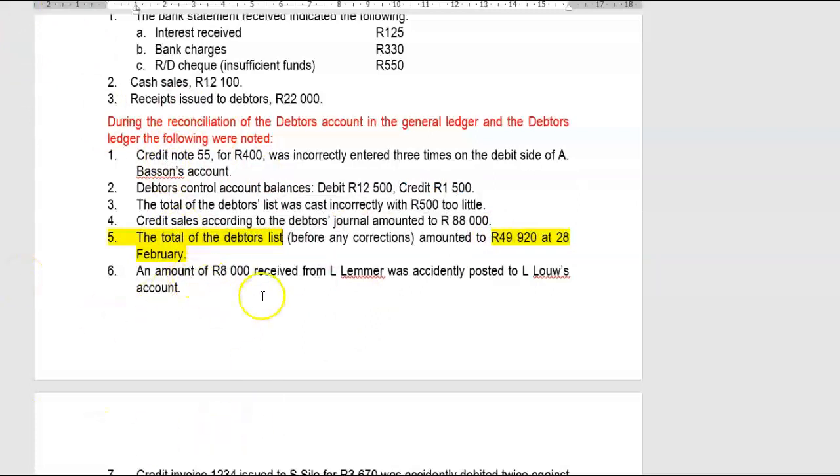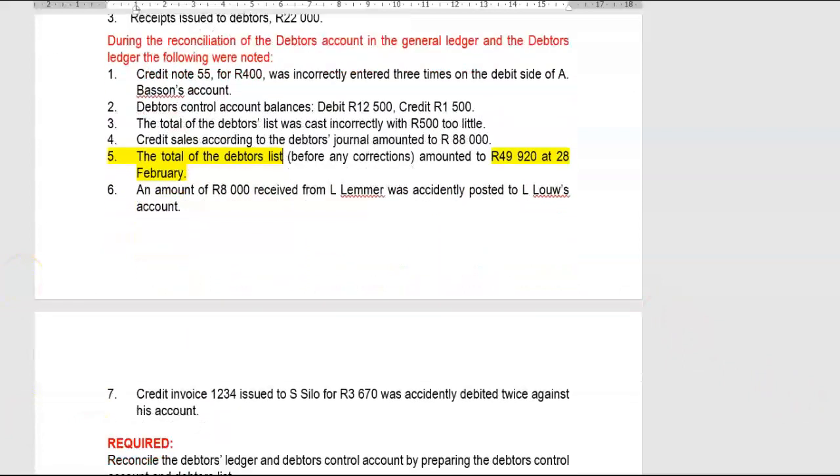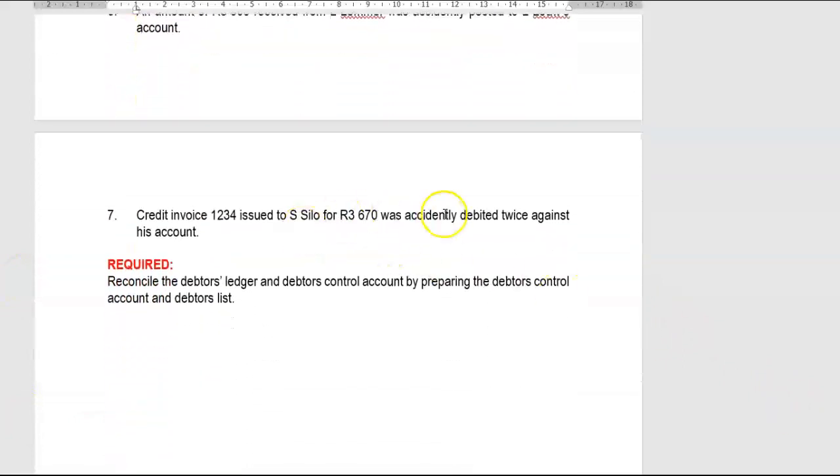An amount of 8,000 Rand received from Lemma was accidentally posted to Lowe's account. Credit invoice issued to Silo was accidentally debited twice. You are required to reconcile the debtors ledger and the debtors control account by preparing the debtors control account and the debtors list as at 28 February.